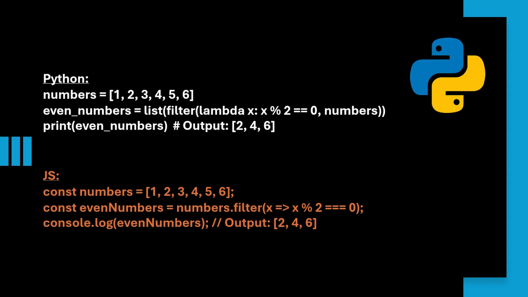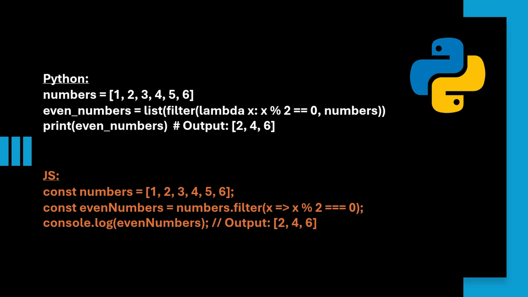Now let's compare Python's Lambda function and JavaScript's arrow function by demonstrating how each filters a list of numbers 1, 2, 3, 4, 5, and 6 to retain only even numbers, producing identical outputs 2, 4, and 6. In Python, the lambda function lambda x: x modulus 2 equals 0 is used with filter to evaluate each number, requiring a conversion to a list, and is limited to a single expression, reflecting its concise but restrictive nature.